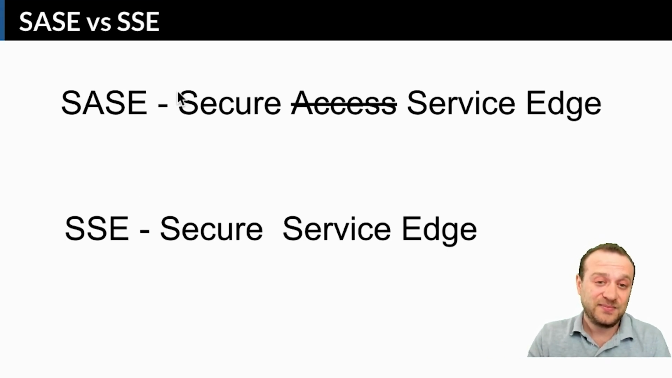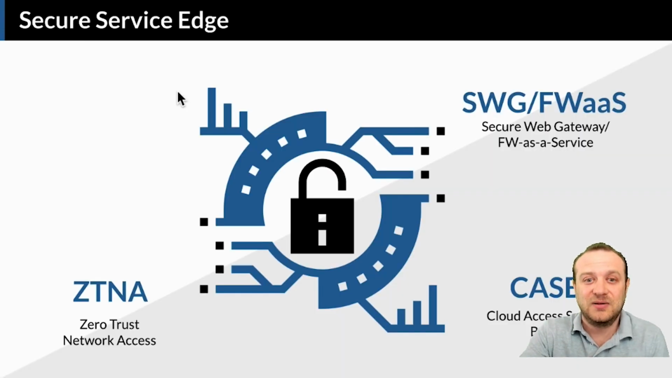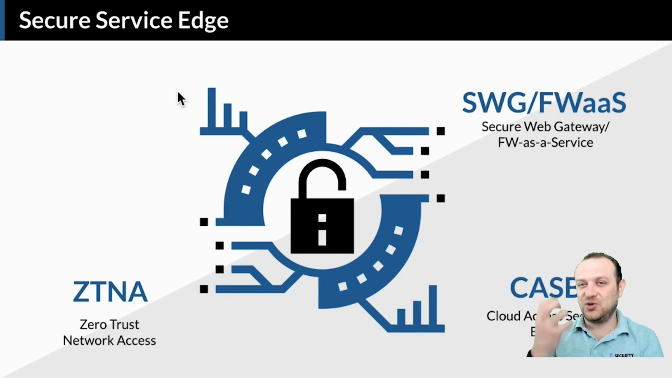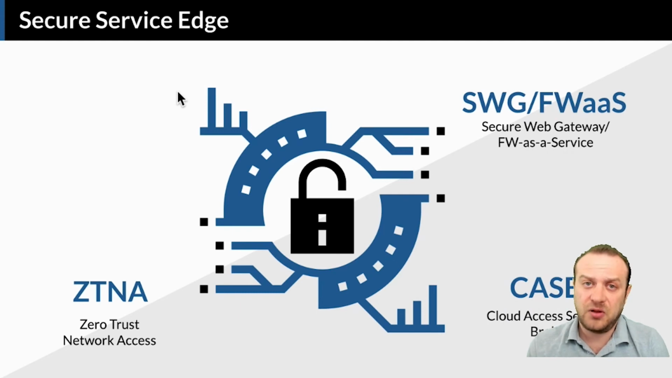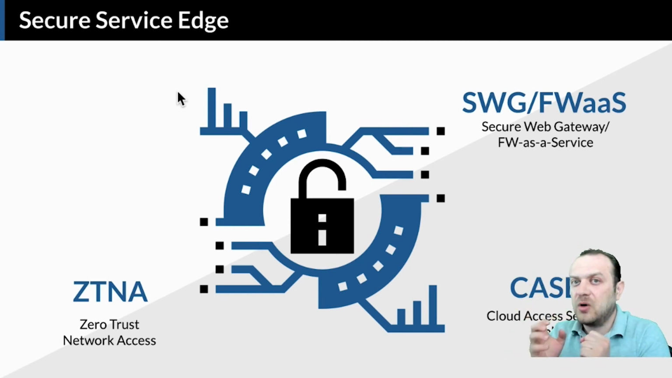What's the difference? Secure Access Service Edge has access, SSE doesn't have access. What does it mean? We take just the security part and we remove the SD-WAN. Does it mean SD-WAN is not important? No, SD-WAN is still important. There are a lot of fundamental controls we need there, but we are focusing on the security aspect and less on how the traffic is getting there.